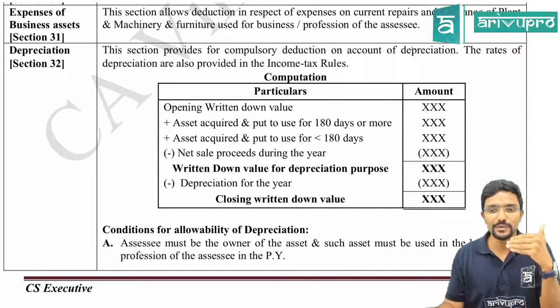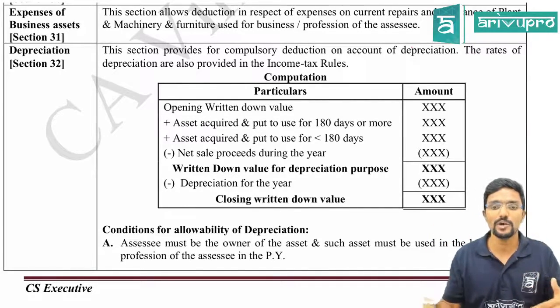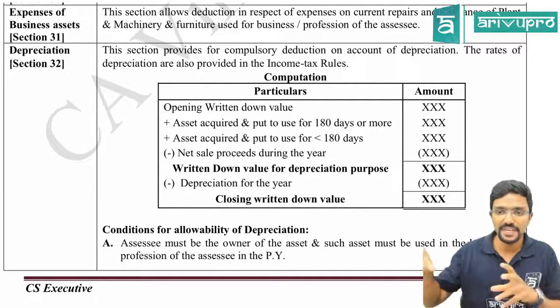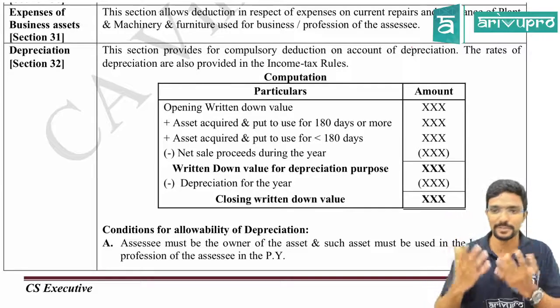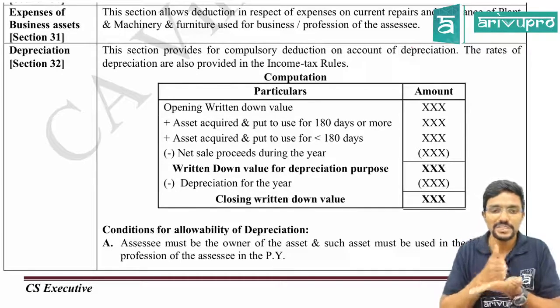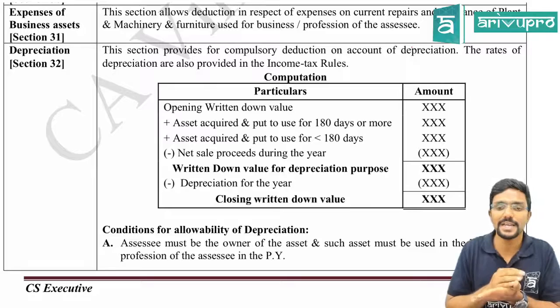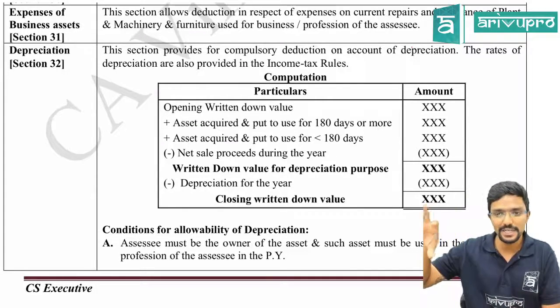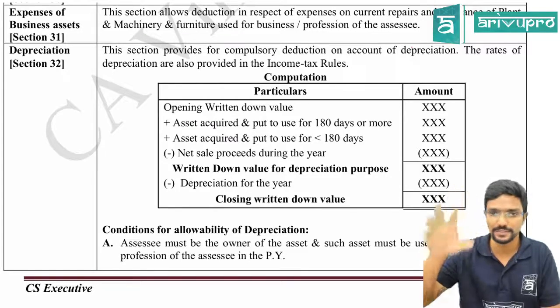See, normally if I use the asset in the previous year for 180 days or more, I can claim full depreciation. If the depreciation rate is 10%, I can claim the full 10%. Whereas if I used any asset for less than 180 days, then I can claim only 50% of normal depreciation. That is, if the depreciation rate is 10%, I can claim only 5%.